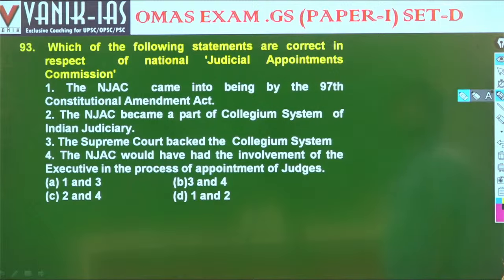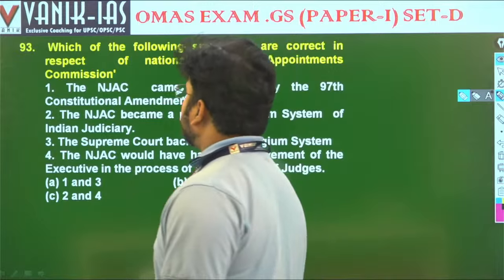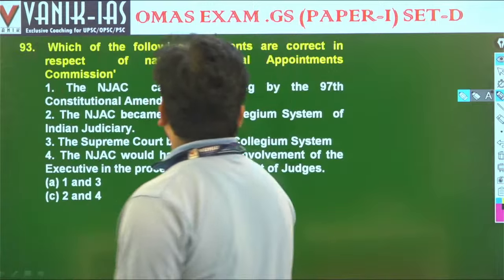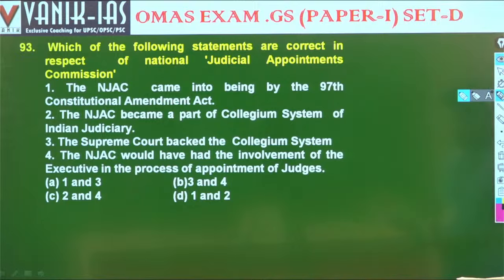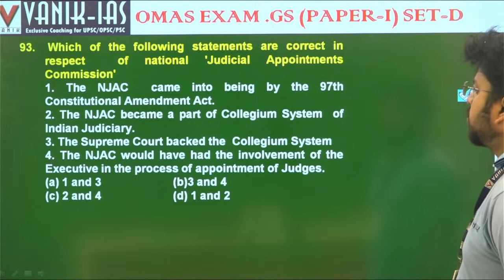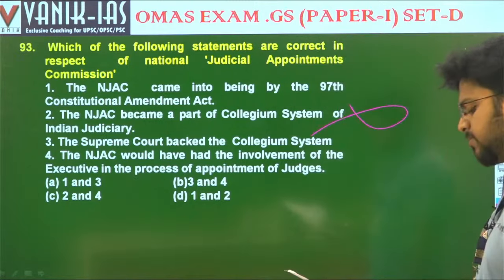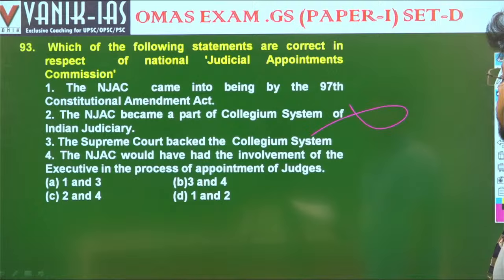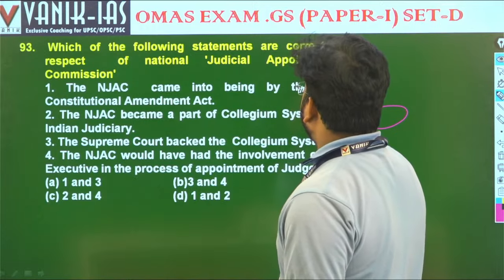Which of the following statements are correct with respect to the National Judicial Appointments Commission, NJAC? The NJAC came into being by the 97th Constitutional Amendment Act, and the NJAC became a part of the collegium system in the Indian judiciary. No, it was meant to abolish the collegium system. It never came into being.